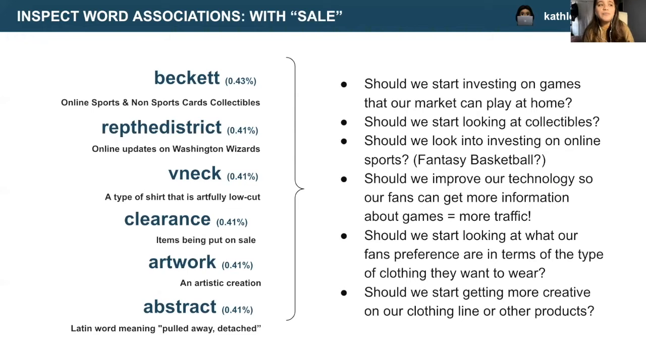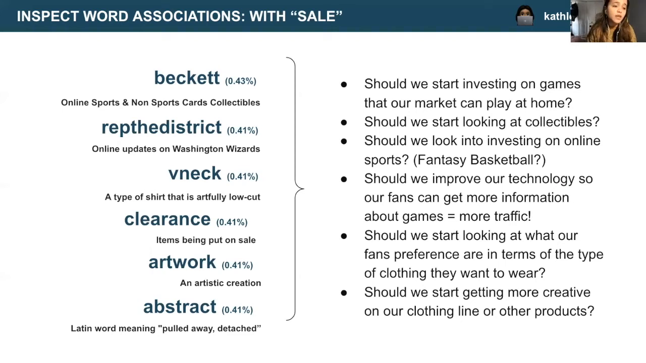Based on these keywords, we can formulate new questions that will help us improve our marketing strategies. Should we start investing in games that our market can play at home? Should we start looking at collectibles? Should we look into investing in online sports like fantasy basketball, for example? Should we improve our technology so our fans can get more information about games? That also equals more traffic.